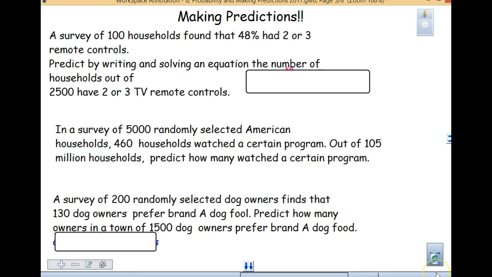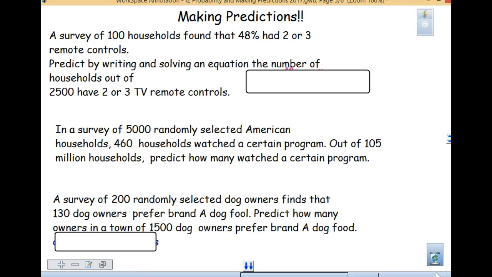Now, this last part of the notes, and that's why I wanted to get through this, because it's really not that long, and then the rest of the time you'll have to work. So it says a survey of 100 households, 48% had 2 or 3 remote controls. Predict by writing and solving an equation the number of households out of 2,500 that would have 2 or 3.